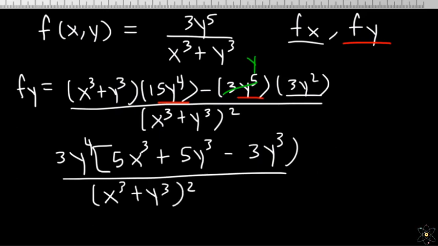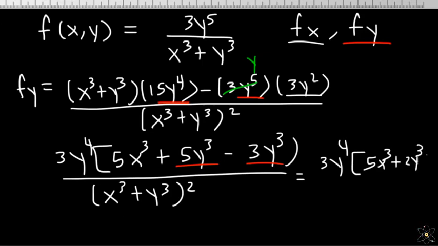So we can combine 5y cubed and 3y cubed. So the final answer is 3y to the fourth times 5x cubed plus 2y cubed divided by x cubed plus y cubed squared. So that is fy.